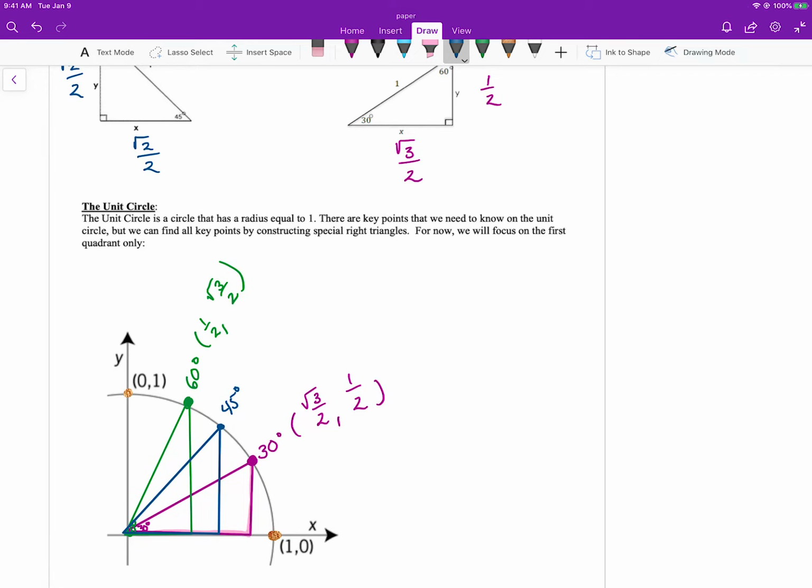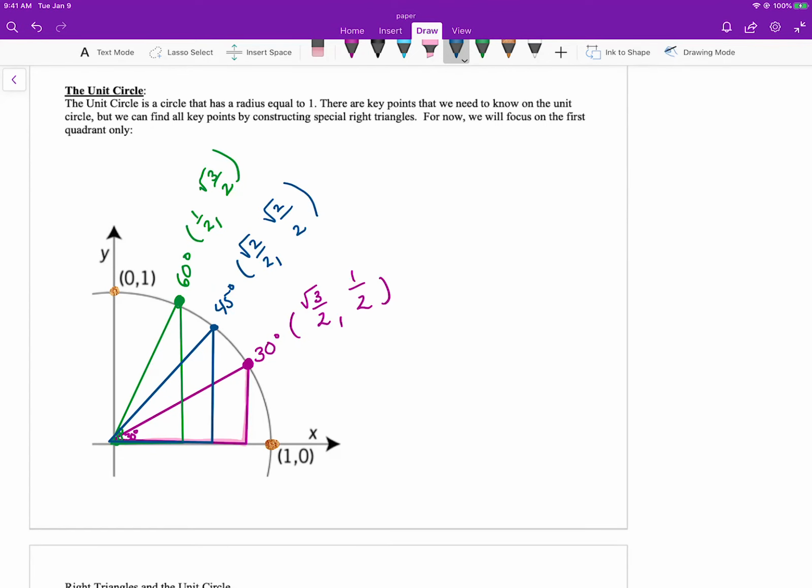And now we went over root 2 over 2. Oops, I'm writing a 3 and I'm saying 2. So it's over root 2 over 2. And up, that's my y coordinate, root 2 over 2. And we can remember that that's an isosceles triangle, so x and y have to be the same for those.